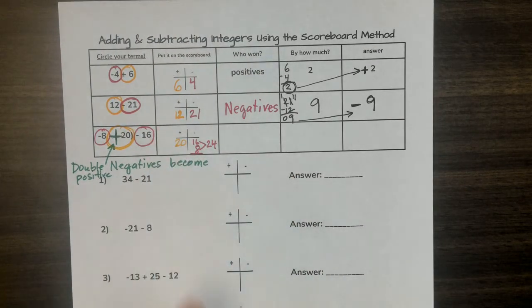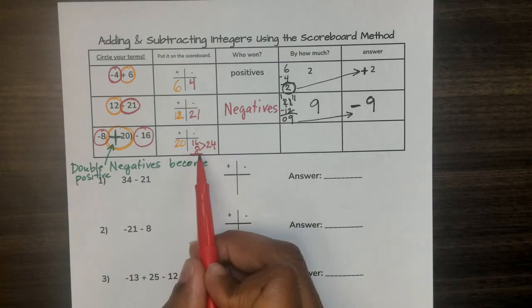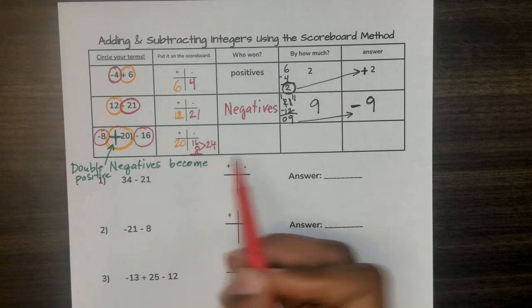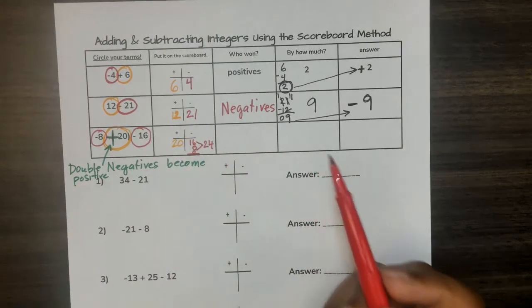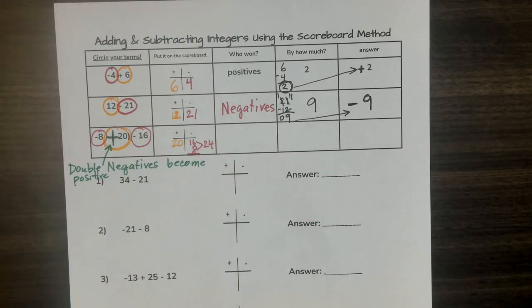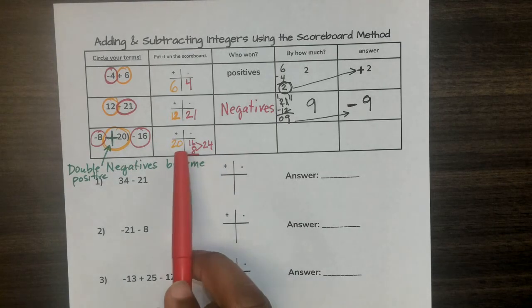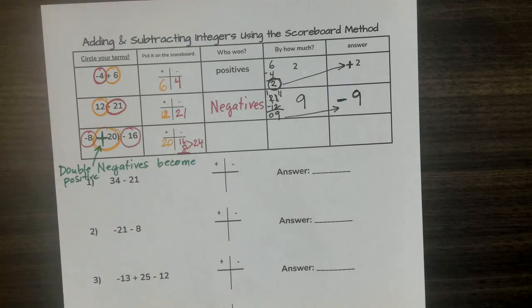If the values are on the same side of the scoreboard, you add those values together, okay? If they're on opposite sides, you have to subtract them to find the difference. So now that I know the total points of the negative team and the total points for the positive team, let's find out who won. Well, we can clearly see that the negative team scored 24 points and the positive team scored 20 points. So who won?